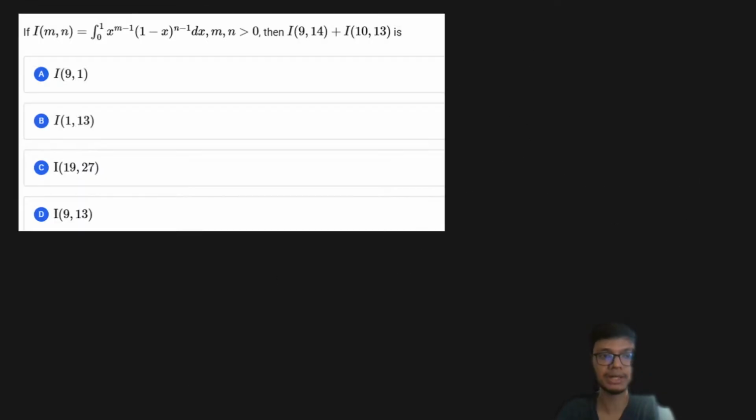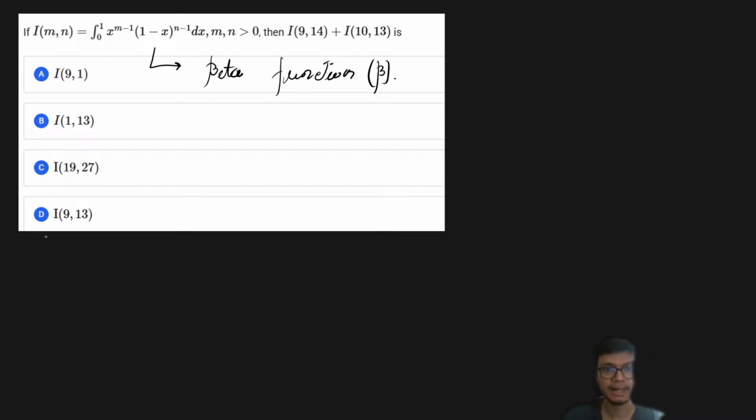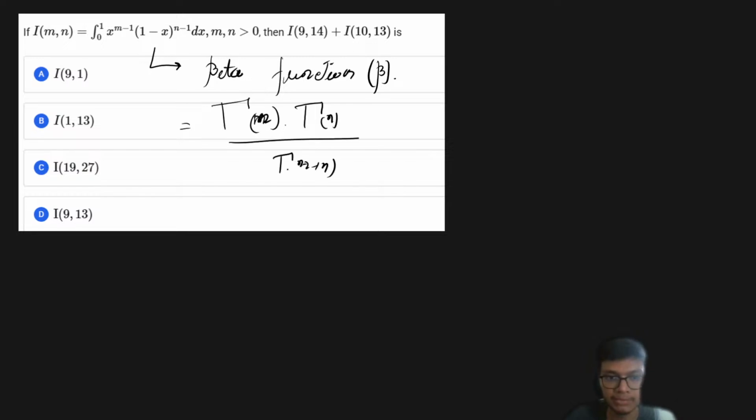The next problem is on our screen, and this problem is in the format of something called a beta function. Now when you go to your university, you will understand about the beta function. This particular function is defined as a beta function, and the solution of this particular integral is going to be gamma of m into gamma of n divided by gamma of m plus n, right?